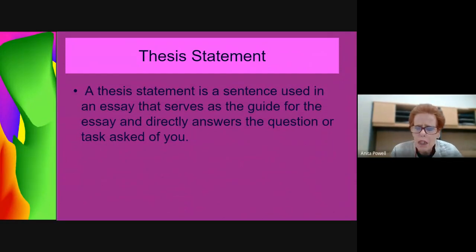A thesis statement is a sentence that is used in an essay that serves as the guide for the essay and directly answers our question or task that we're asked to perform.